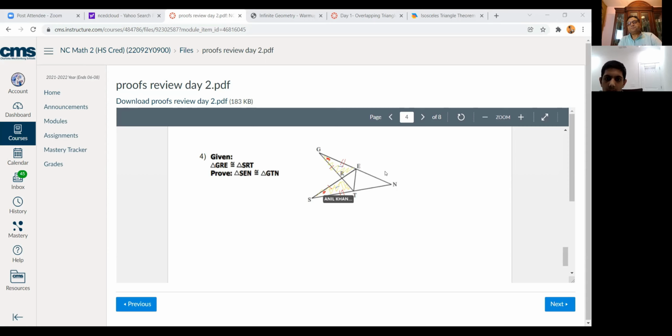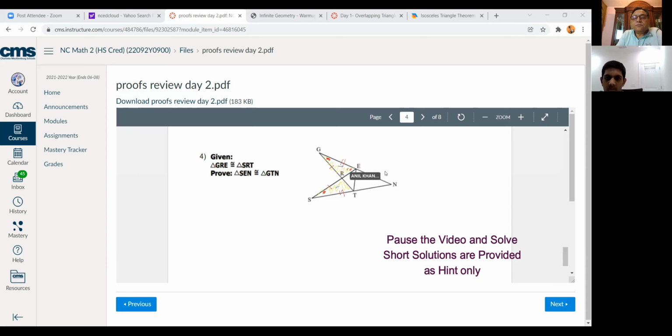Is that clear to you? Yeah. And this angle is also equal. Correct? Now, if that angle is equal, we are looking into the bigger triangles which we need to prove. That means this angle, which is 180 minus that, will be equal to that angle, correct? Yeah.